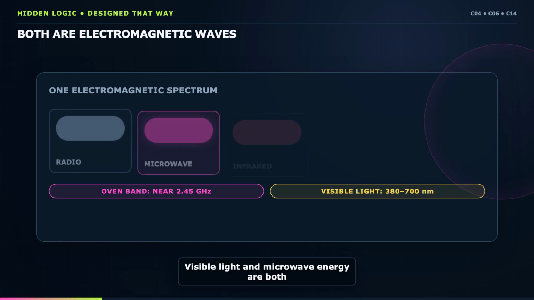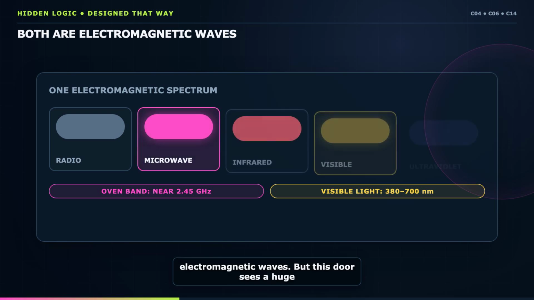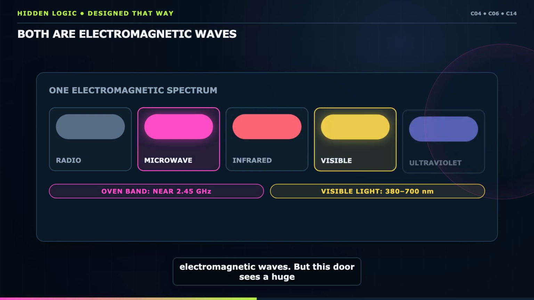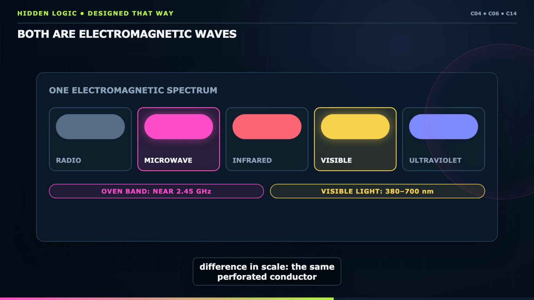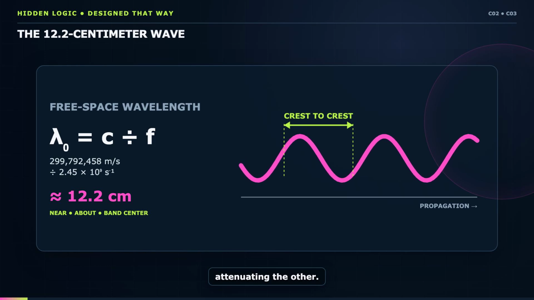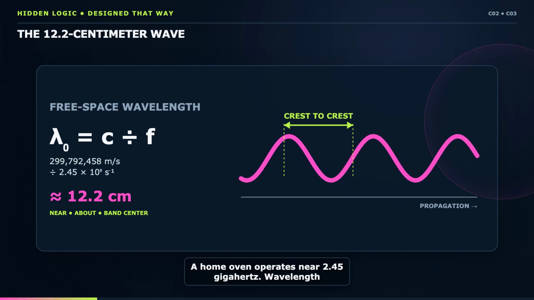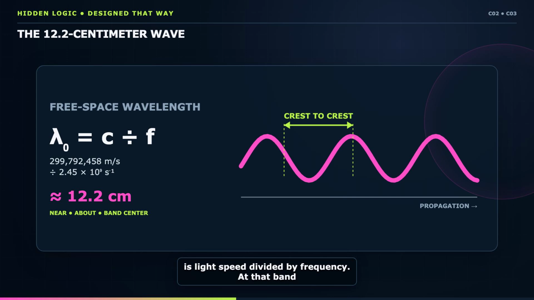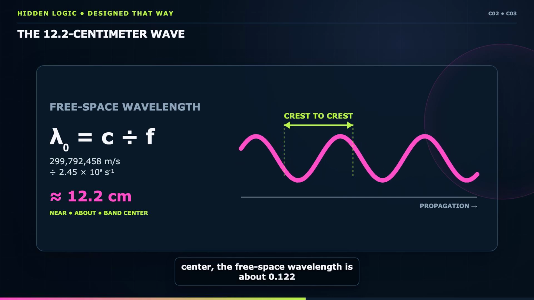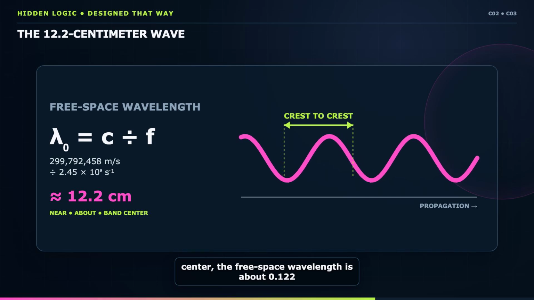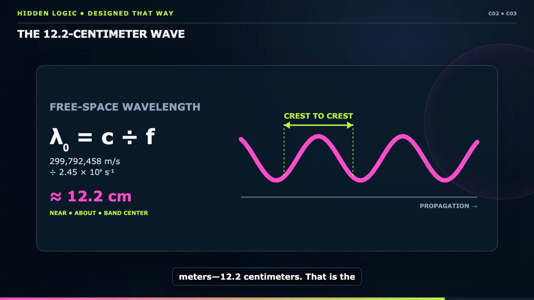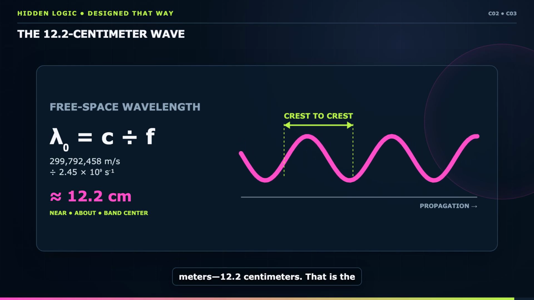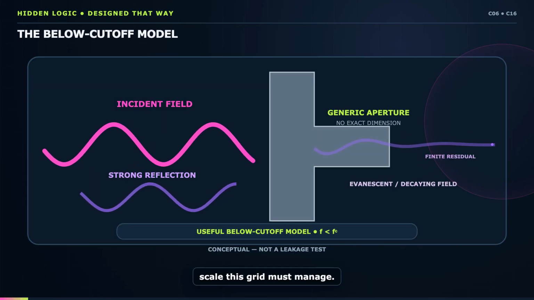Visible light and microwave energy are both electromagnetic waves, but this door sees a huge difference in scale. The same perforated conductor can pass enough of one for us to see, while strongly attenuating the other. A home oven operates near 2.45 GHz. Wavelength is light speed divided by frequency. At that band center, the free space wavelength is about 0.122 meters, 12.2 centimeters. That is the scale this grid must manage.